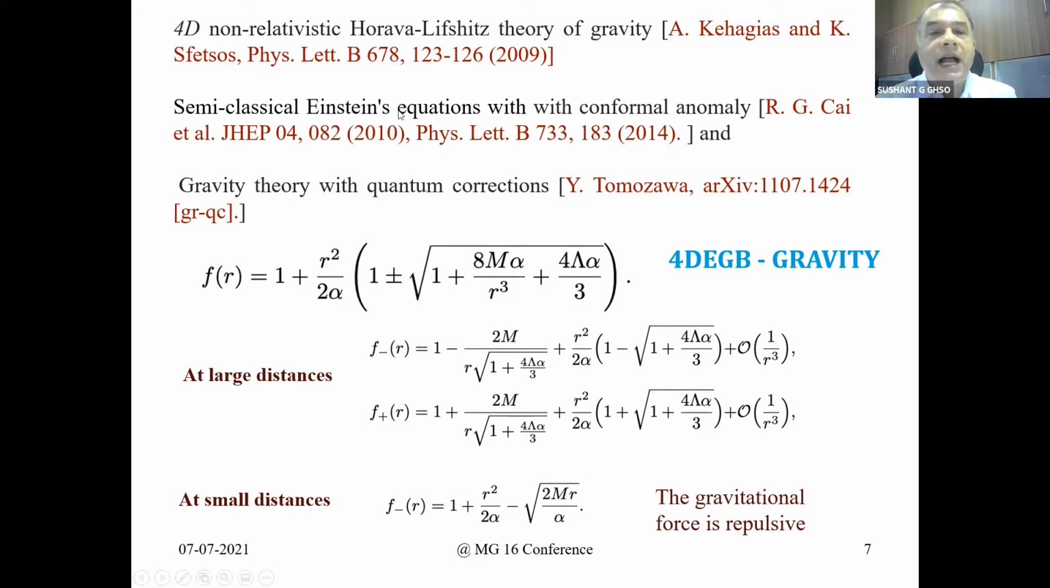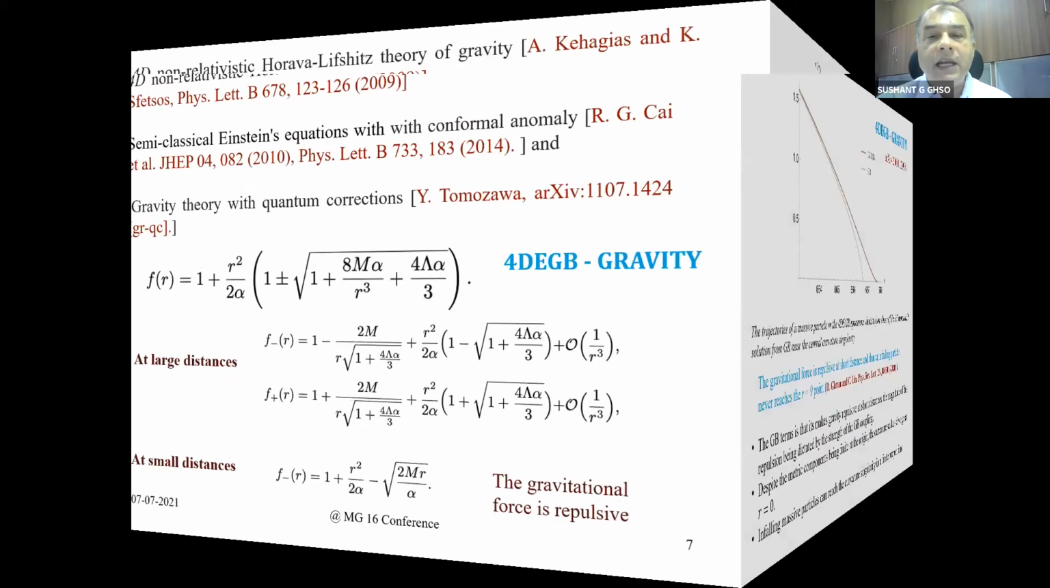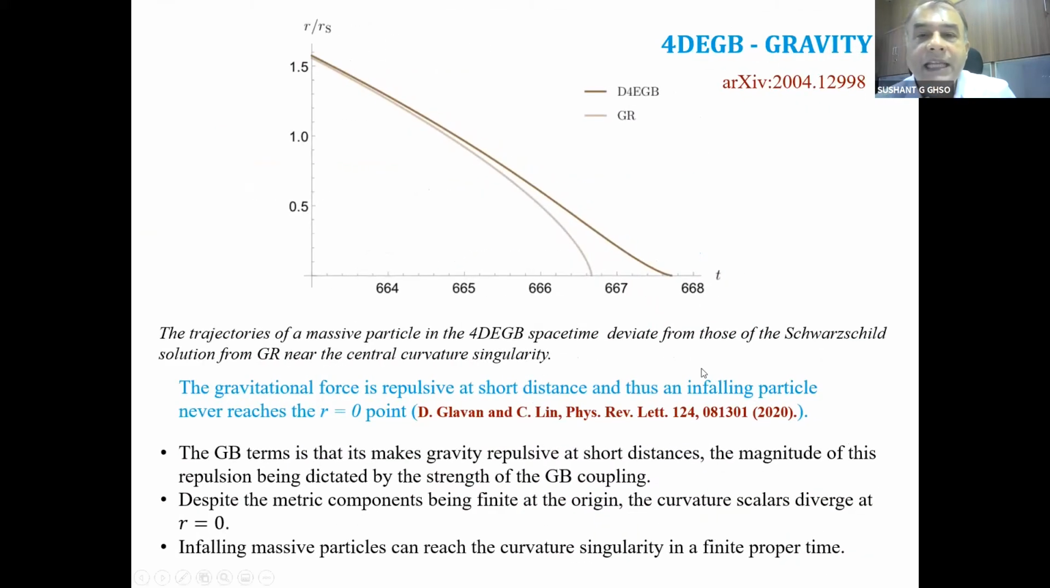And also Professor Kai showed that in the semi-classical Einstein equation with conformal anomaly, exactly the same solution, but the charged version of this, appears as a solution. So this was not an old proposal, but after the proposal of Galvan-Lin, it attracted a lot of interest. As I said, they said the solution resolves the singularity problem.